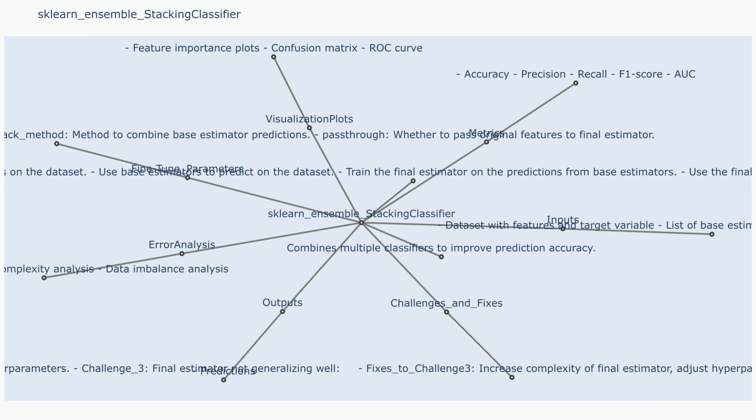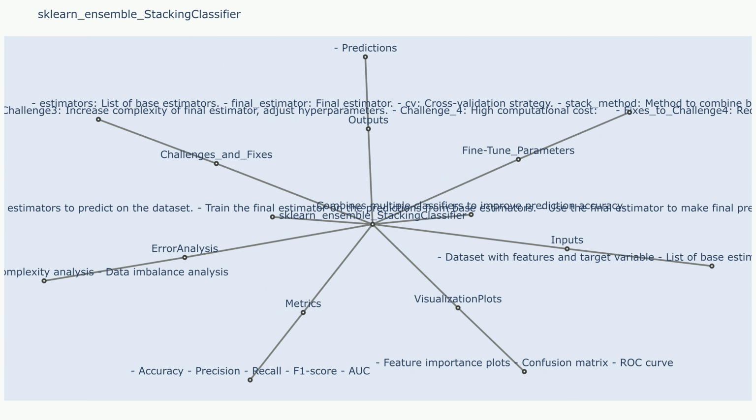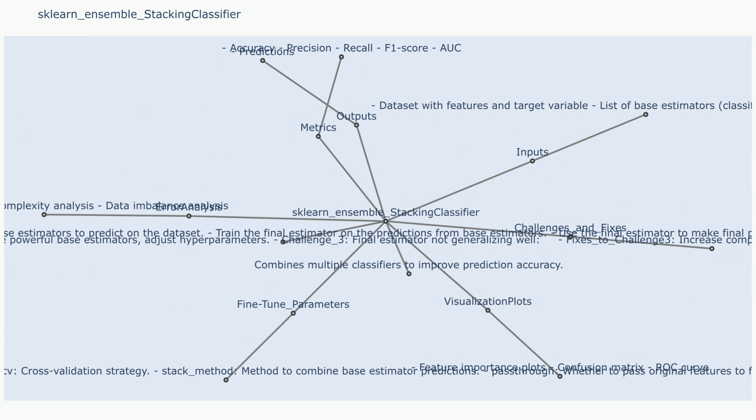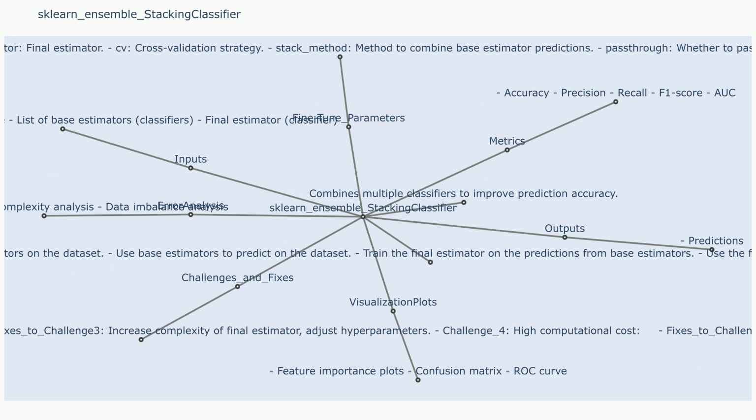Inputs. Base estimators list: a list of base classifiers that will be trained on the original dataset. Each base estimator should be an instance of a scikit-learn classifier class, e.g. logistic regression, random forest classifier, gradient boosting classifier, etc. Final estimator: a scikit-learn classifier that will be trained on the predictions of the base estimators. This meta estimator combines the outputs of the base models to make the final prediction.